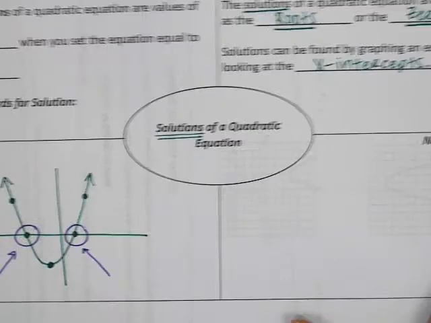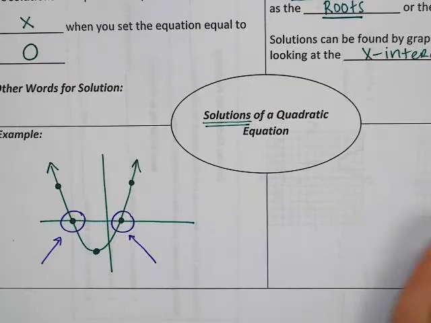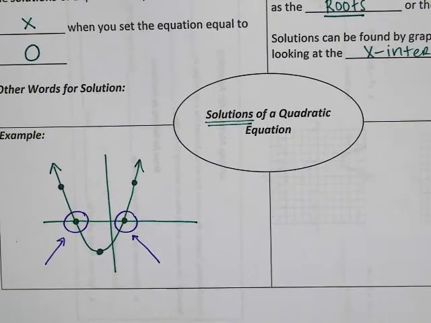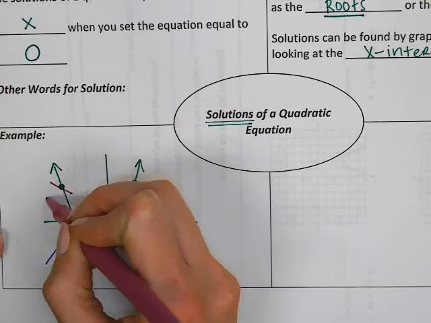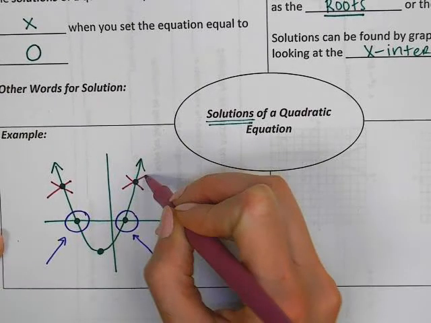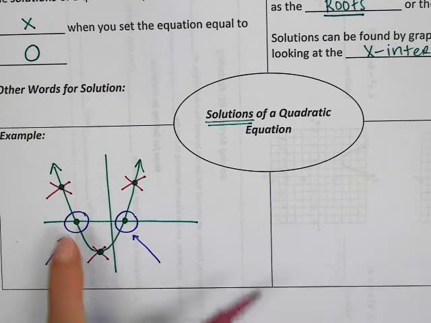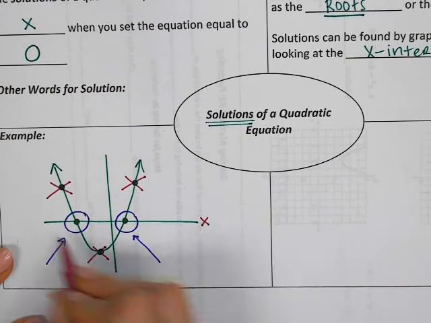And then, I don't think we have to draw it again, but a non-example would be this random point, or this random point, or this random point. Those are not solutions. So the solutions are only the x-intercepts.